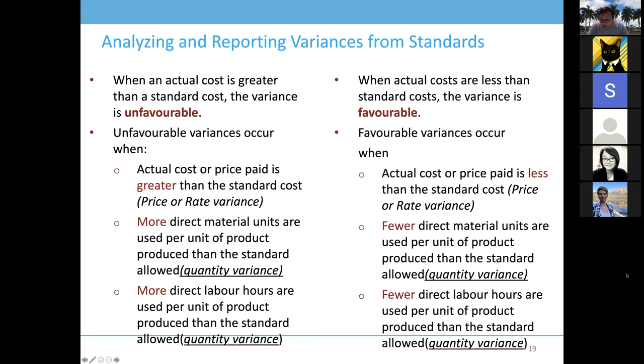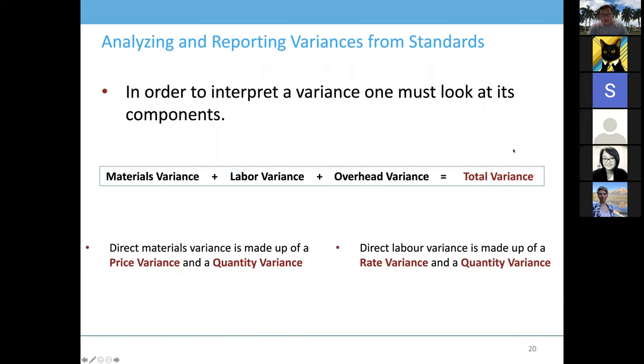Okay, so you all understand what is favorable, what's unfavorable here, okay? So what's the total variance? So material variance plus labor variance plus overhead variance. That's your total variance. For materials variance, it can be caused by price and also quantity, right? Because the calculation of the cost is price times quantity, the two numbers multiplication. So the variance can only come from either price or the quantity, right?